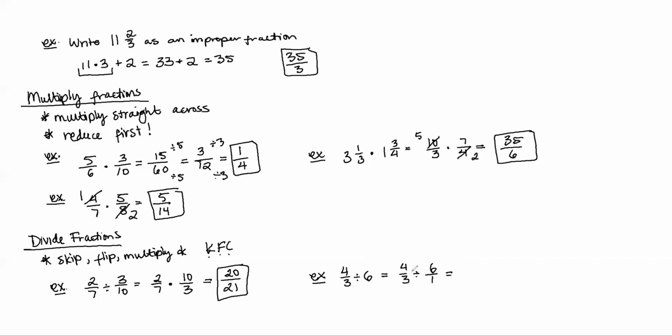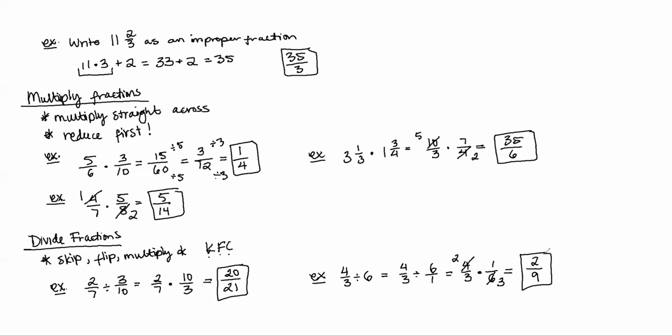And now we can skip, flip, multiply. So I'll skip this first one, keep it the same. Flip our second fraction, so it becomes 1/6. And then we multiply. And I'll go ahead and reduce first. So I'll reduce the 4 and the 6, divide them both by 2. So 4 becomes a 2, 6 becomes a 3. Again, we can't reduce these 3's because they're both in the denominator. So now we have 2 times 1, which is 2, over 3 times 3, which is 9. And so that's it for dividing fractions.